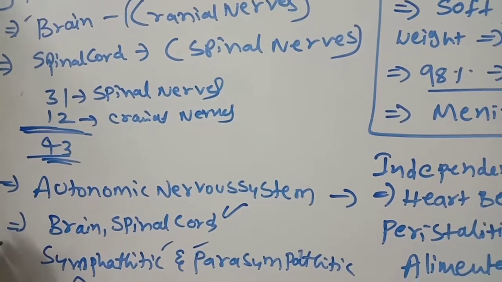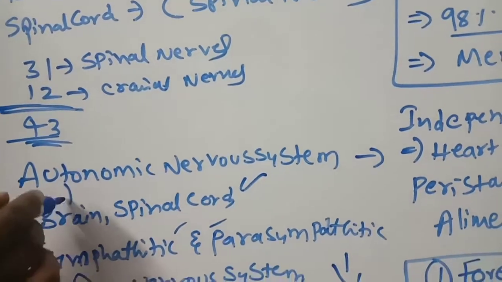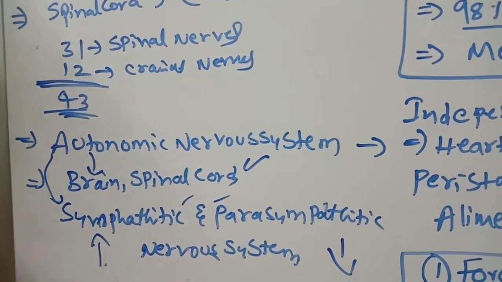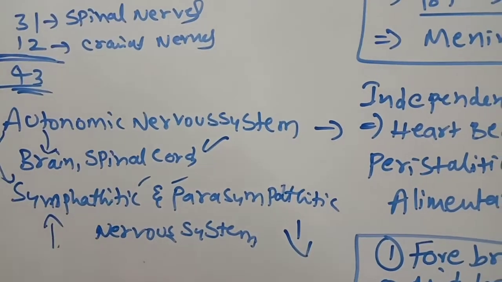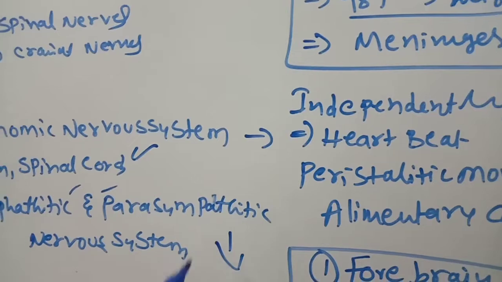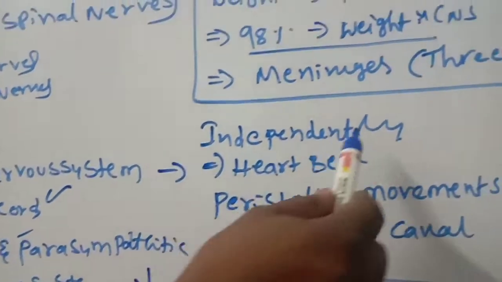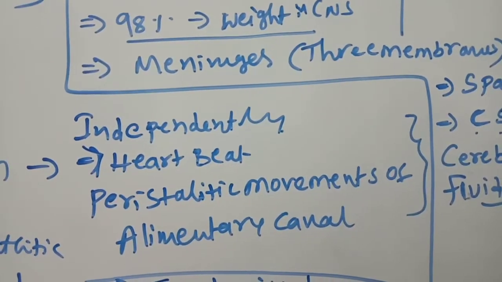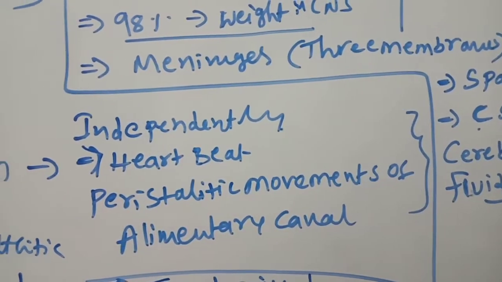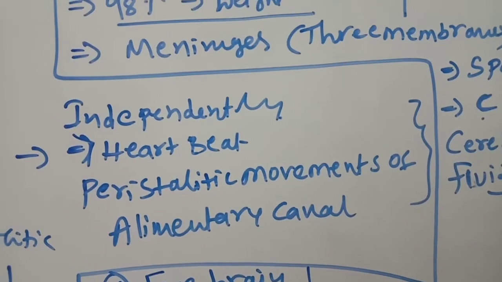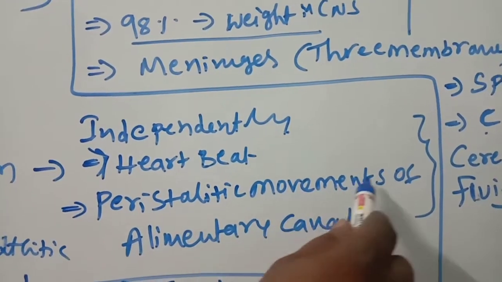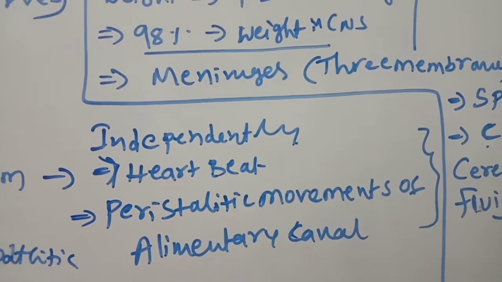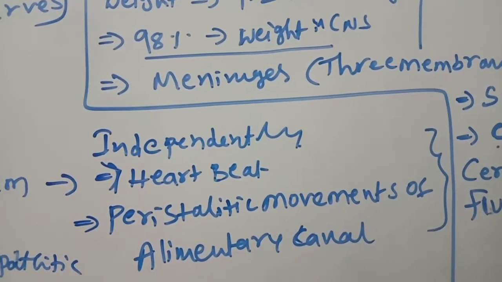Okay, the autonomic nervous system means it is connected to the brain and spinal cord, but acts independently. This nervous system is divided into two parts: the sympathetic and parasympathetic nervous systems. They act independently, especially like the heart, which works independently. So the heartbeat is under the control of the autonomic nervous system. Another example is the peristaltic movements of the alimentary canal. Our food is moving in our digestive system. How? That is because of the autonomic nervous system.